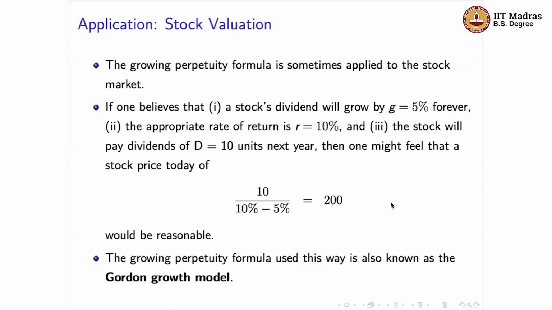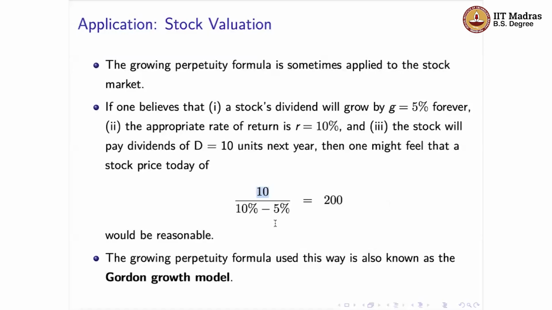Then one rough approximation of what the stock price today should be is 10 divided by 10% minus 5%, right? Where are we getting these numbers? This is nothing but the growing perpetuity formula. The first payment is 10 units next year, and then you have R, which is 10%, and g, which is 5%. So if you do this calculation, you get 10 divided by 10% minus 5%, so that's 200.